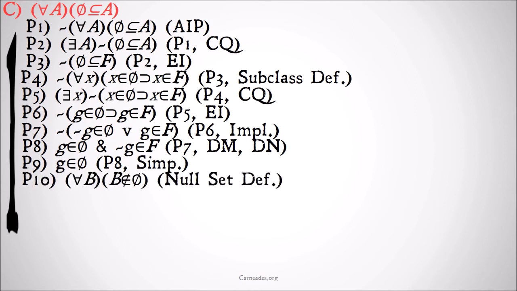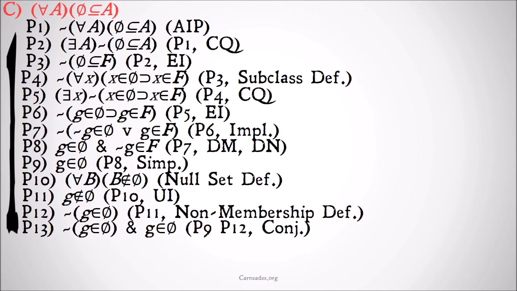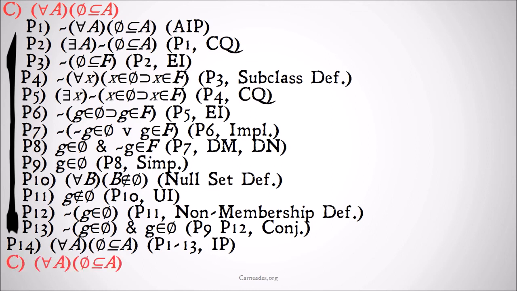Then we'll look at our definition of the null set: for all B, B is not a member of the null set. And by universal instantiation, we can instantiate that B to the G that we have and say G is not a member of the null set. And our non-membership definition gets us the formal negation of G being a member of the null set. We can join that with premise 9, and we've got it's not the case that G is a member of the null set, and G is a member of the null set. Therefore, we have a contradiction, and by 1 through 13, indirect proof, we can say that for all A, the null set is a subclass of A.